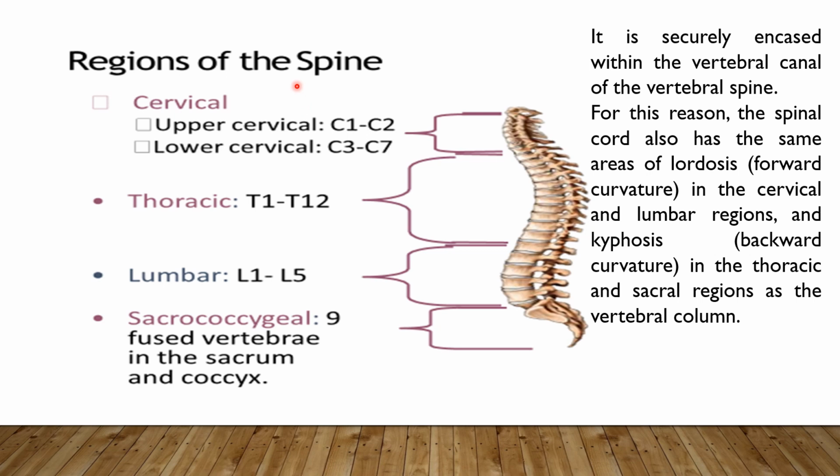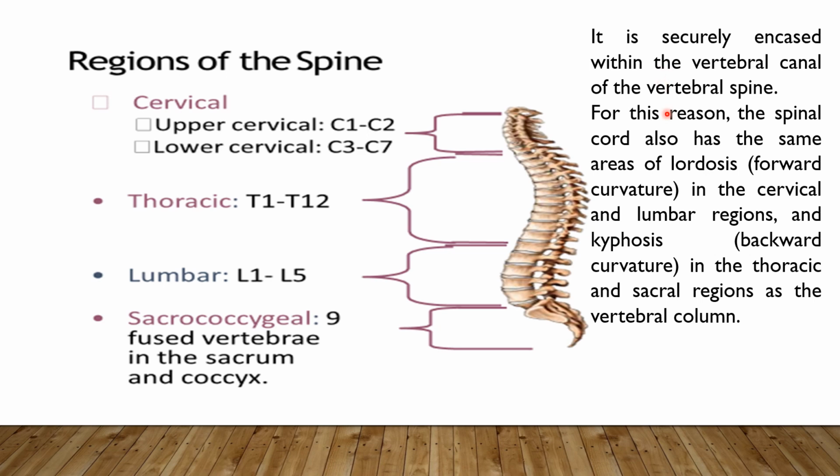About regions of the spine. The regions are cervical, thoracic, lumbar, and sacrococcygeal. Cervical includes C1 to C7, thoracic T1 to T12, lumbar L1 to L5, and sacrococcygeal, 9 fused vertebrae in the sacrum and the coccyx. The spinal cord is securely engaged within the vertebral canal of the vertebral spine.